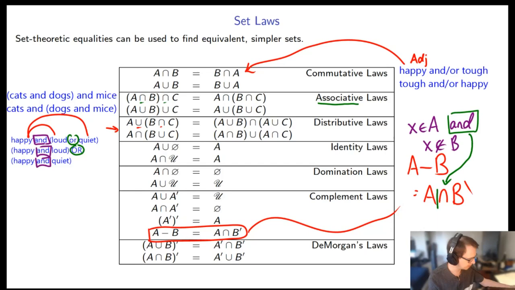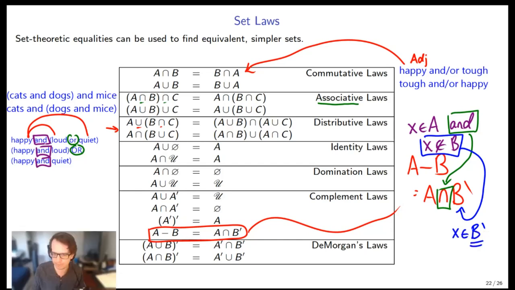And when we say X is not in B, this is really like saying that X is in B complement. This is covering my cam, let me just move that out of the way. That'll be easier. X is in B complement. This is like saying that X is in not B.